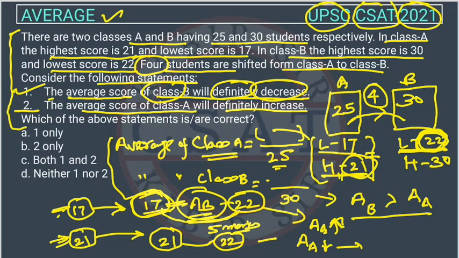So here we cannot conclude definitely what will happen about class A average, but we can definitely conclude about class B average, right? So option A is right. So the answer will be option A. I hope you all understood the answer. This is just a basic concept of average we are applying here. We are not doing any mathematics here, right?